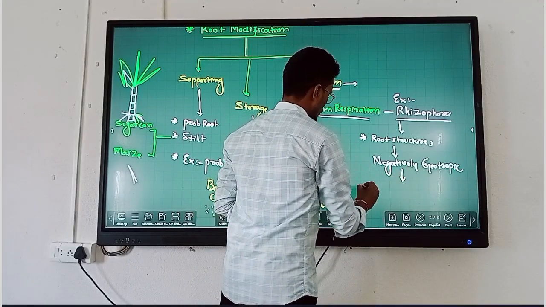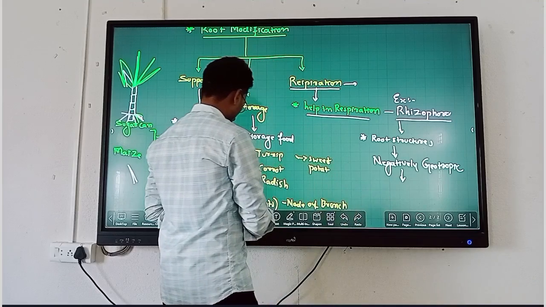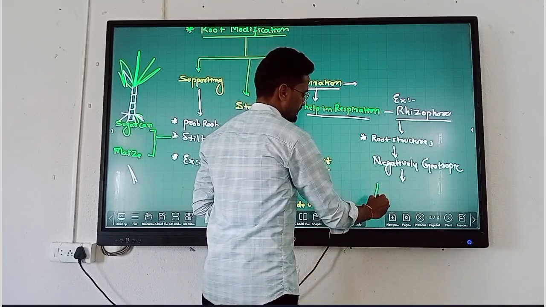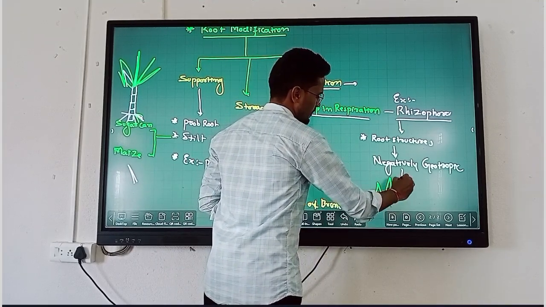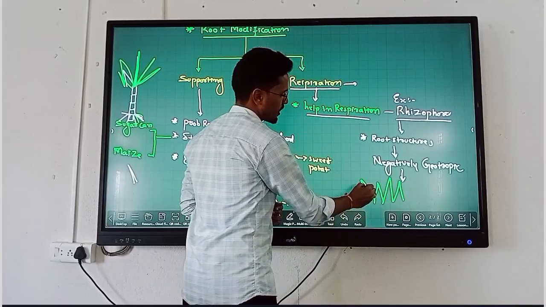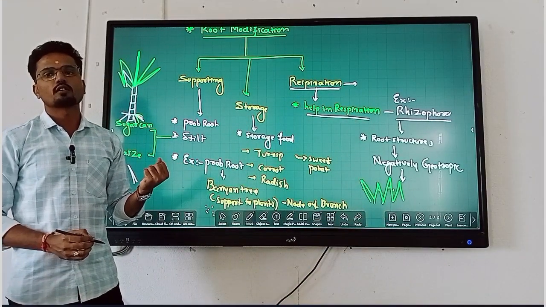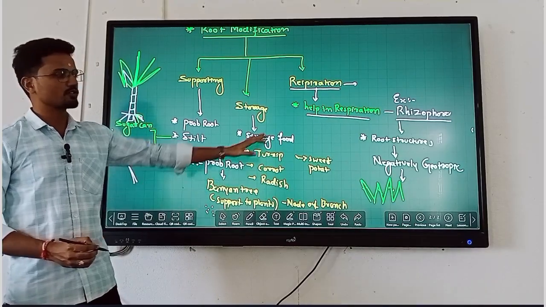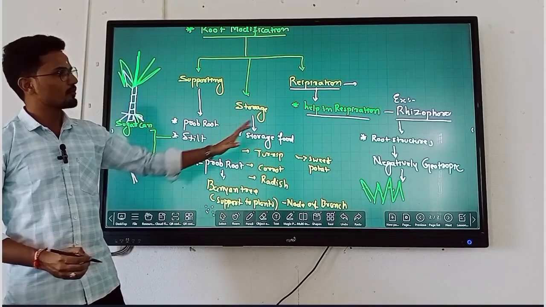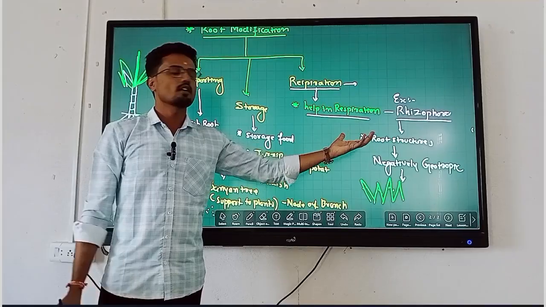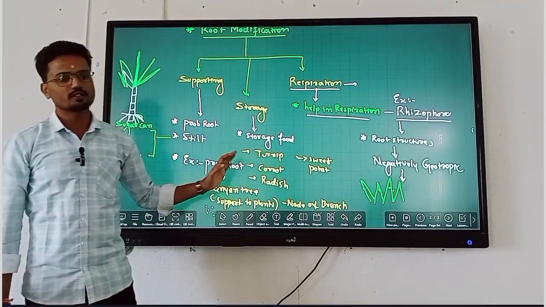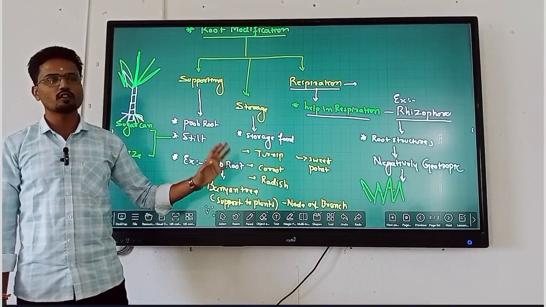Those structures commonly look like this. These are root structures. They have pores. Through those pores, they absorb oxygen and provide it to the plant. This is about a modification of root. Hope you all got about this one.